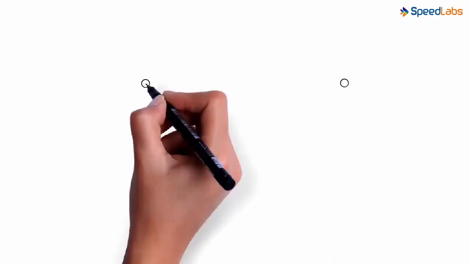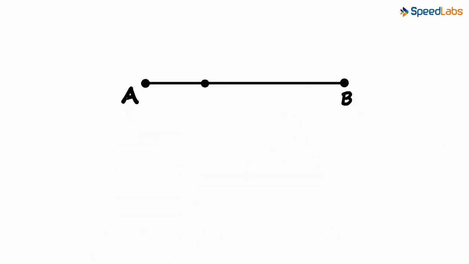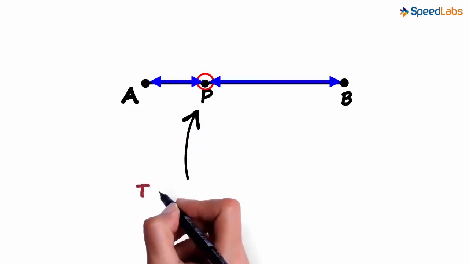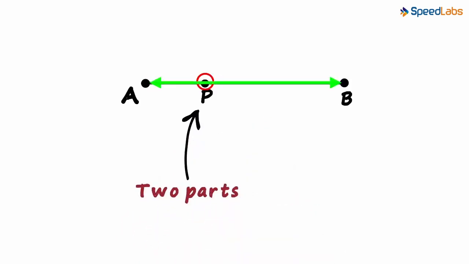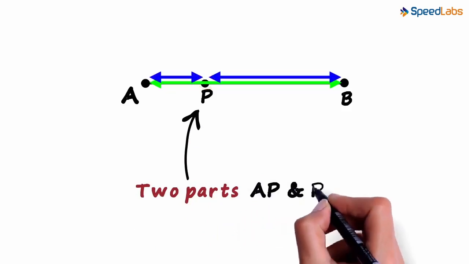Consider the line segment AB and a point P somewhere in between the endpoints. Here, point P is slightly closer to A. Doesn't matter where it lies on the segment, a point will always divide a segment into two parts. In this case, the point P divides the segment AB into two parts, AP and PB.